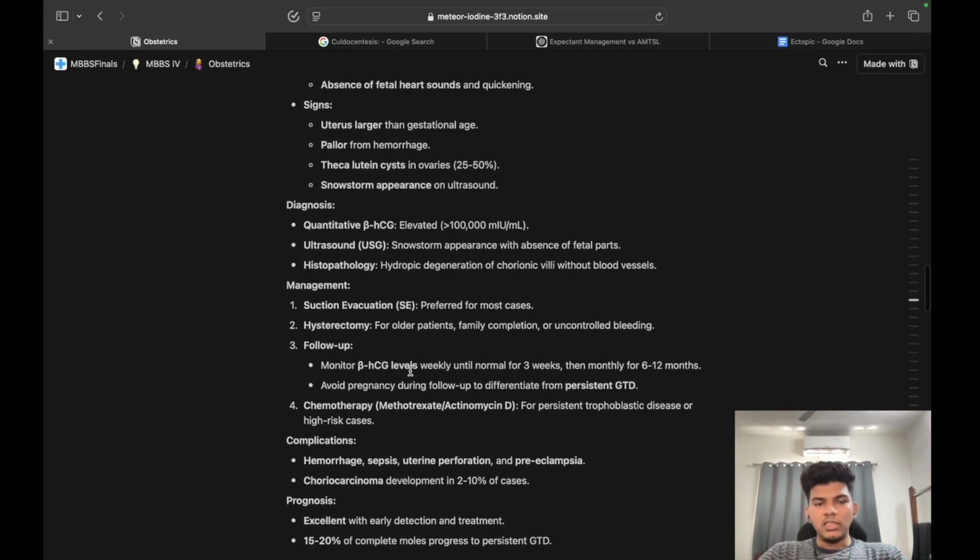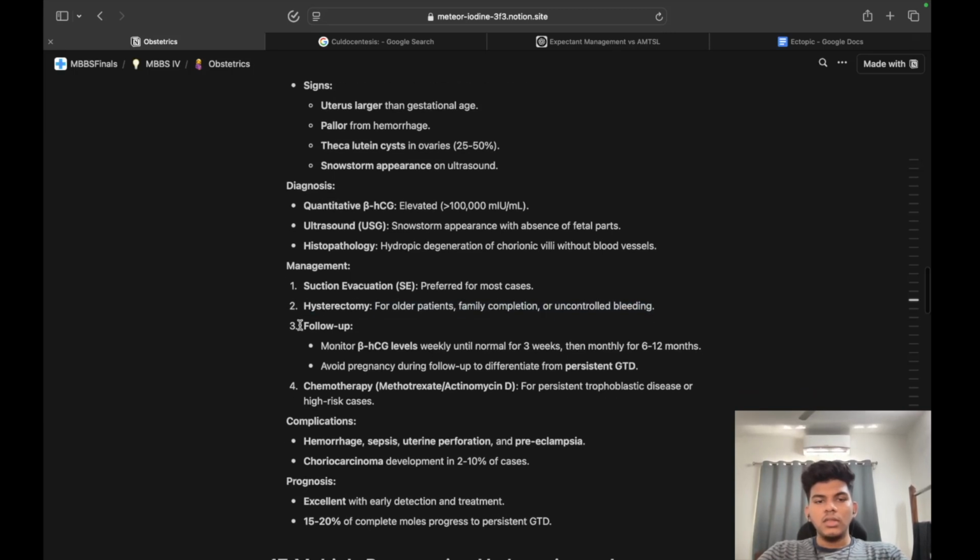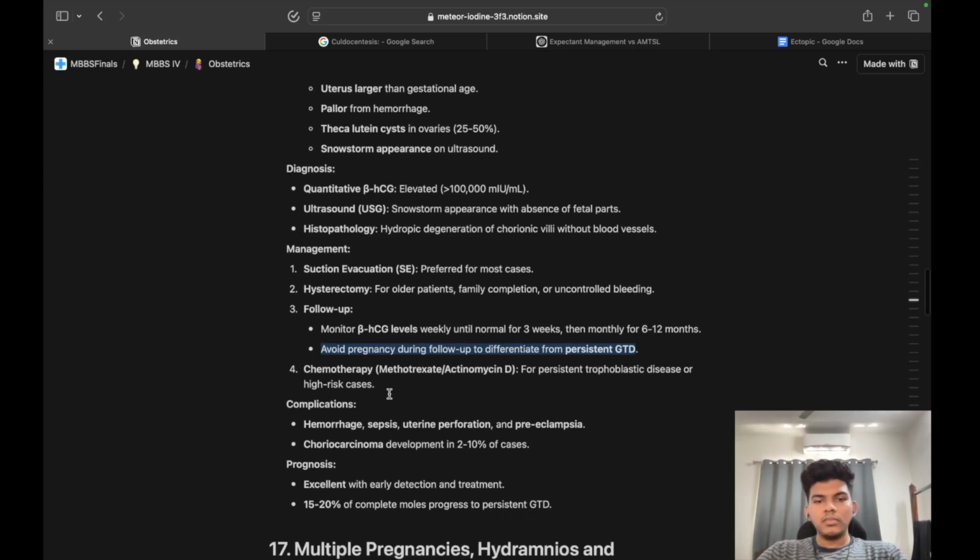Finally, coming to the management, there is suction evacuation preferred for most cases, and hysterectomy for older patients, family completion or uncontrolled bleeding. In case of follow-up, monitor beta HCG levels weekly until normal for 3 weeks, then monthly for 6 to 12 months. Avoid pregnancy during follow-up to differentiate from persistent gestational trophoblastic disease. So avoid pregnancy during the follow-up time.